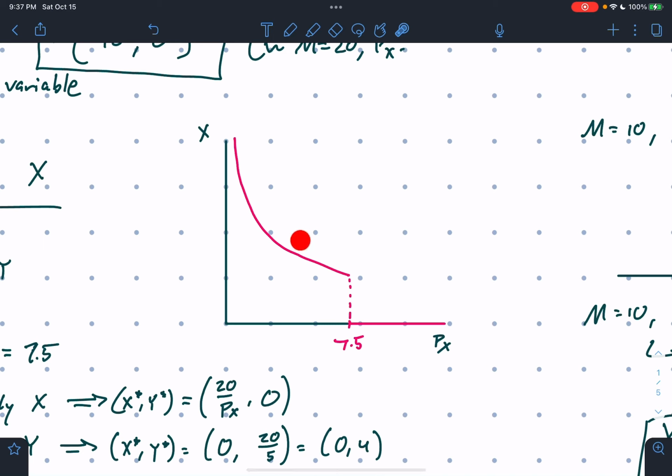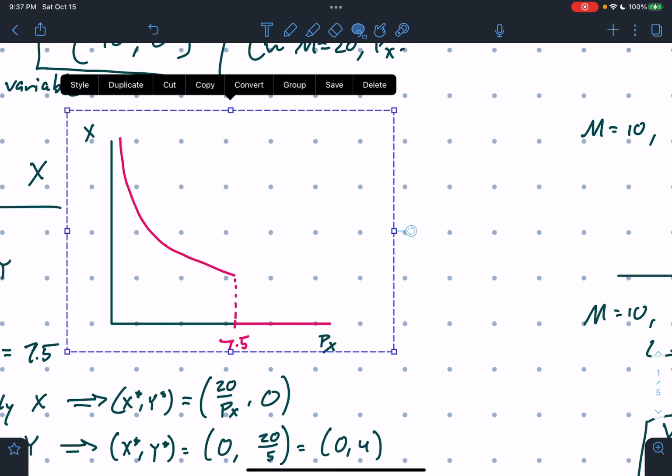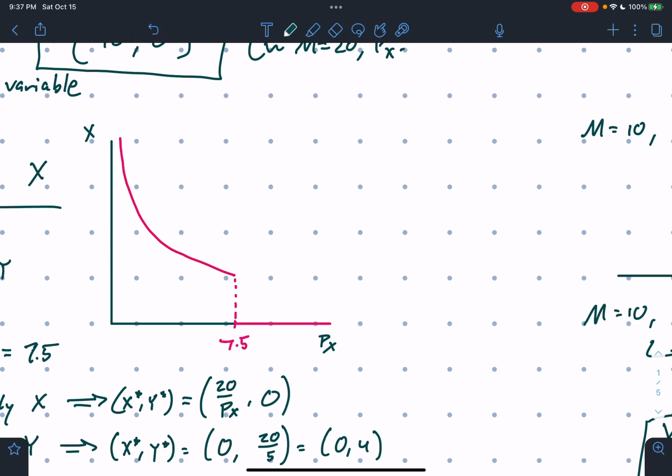As the price of x decreases, so as the price of x goes to 0, the amount of x I buy increases very fast. So as I decrease the price, the amount of x I can buy increases very fast. Once the price of x increases past 7.5, I just buy 0 of x. So this is kind of the opposite of the demand curve. This is the flipped curve. What we want to do is flip this to find the demand curve as we usually refer to it.